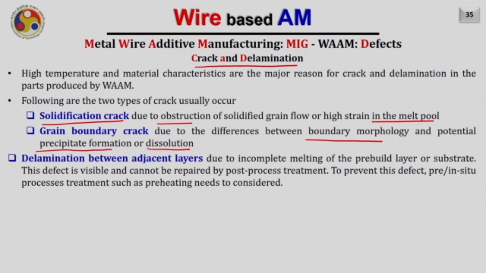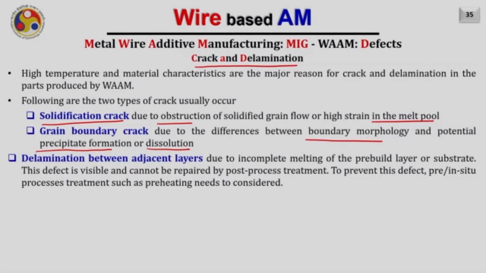Delamination between the two layers usually occurs because of incomplete melting between the two layers, and this particular defect cannot be repaired after getting it. Therefore, to prevent this particular defect, we need to make sure that sufficient melting is happening of the pre-built layer or the substrate before depositing the next layer. Sometimes preheating is preferred before depositing the next layer to eliminate this type of issue.